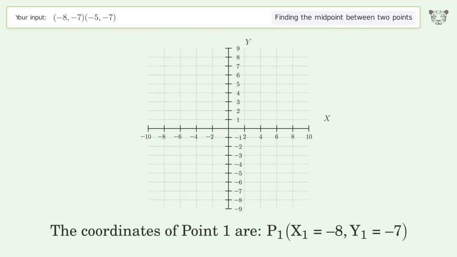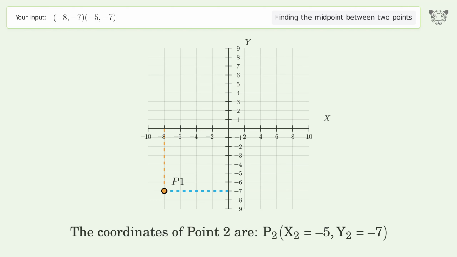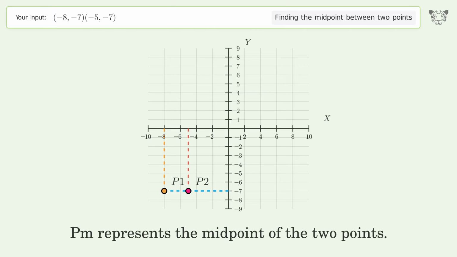The coordinates of point 1 are, x1 equals -8, y1 equals -7. The coordinates of point 2 are, x2 equals -5, y2 equals -7. PM represents the midpoint of the 2 points.